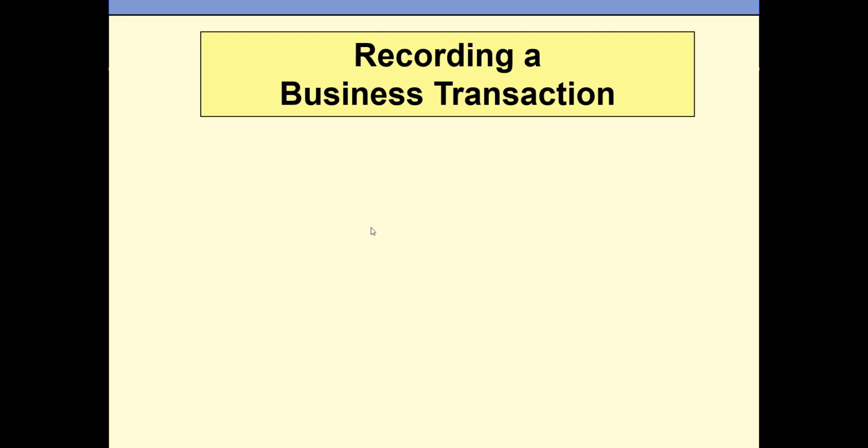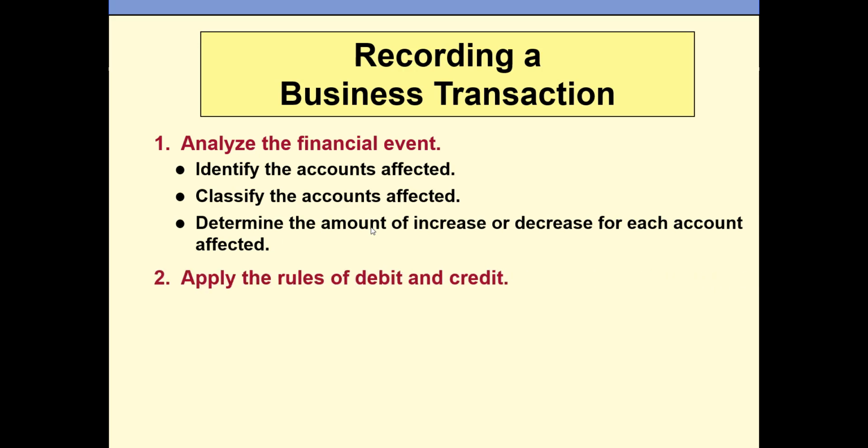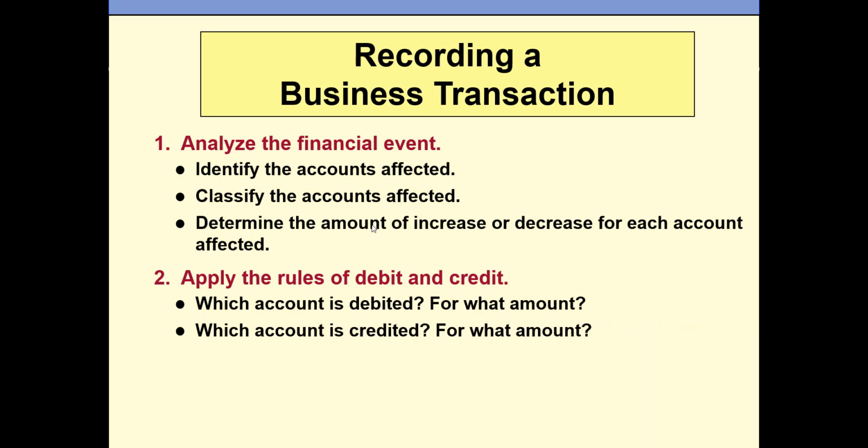Actually, we'll go back to our steps. We've already gone through step 1. We are on step 2. And we talked about which account is debited. It's going to be the equipment for the $5,000. And then the credit is to the cash for the $5,000.